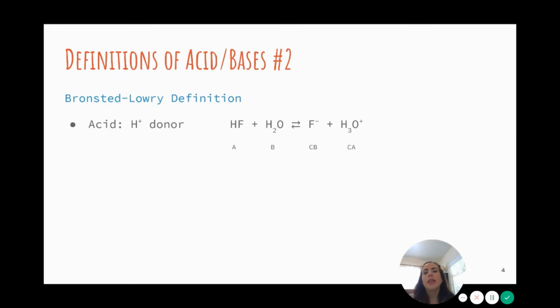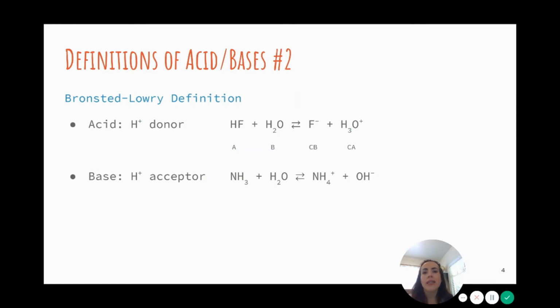I'm going to quickly label these, and I want to explain how I labeled these below. By looking at hydrofluoric acid, seeing that it actually donated a proton, so it's a proton donor, I can identify that as an acid. Now, that water, the other thing that it's reacting with, is acting as a base. And the reason why it's acting as a base is because it accepted that proton. So that A and the B stand for acid and base.